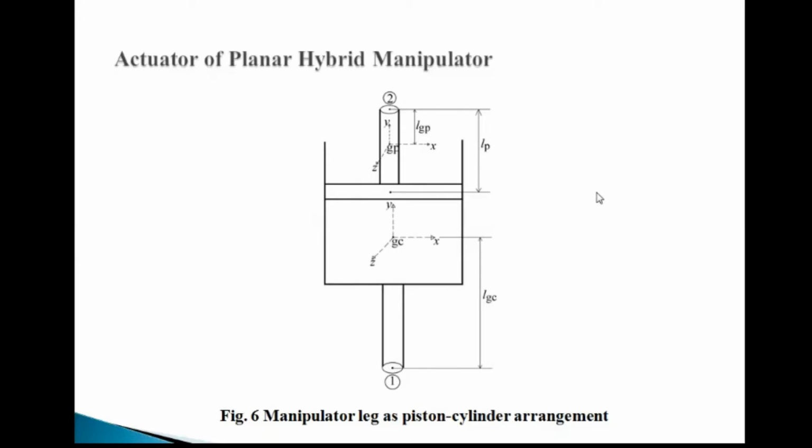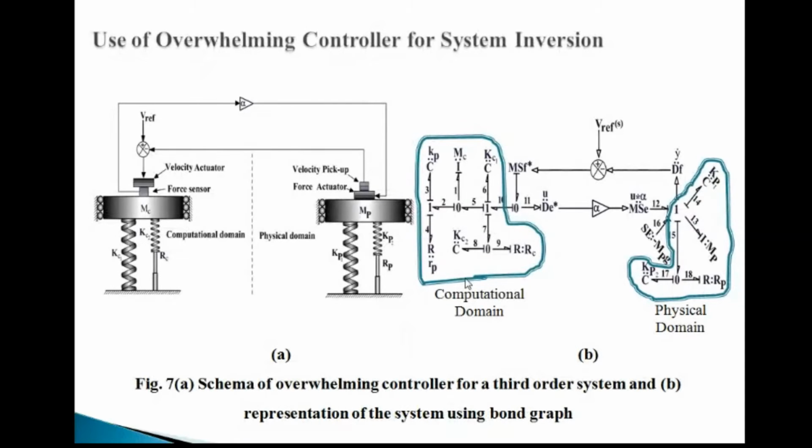Now this is just a simple actuator model, taken as a piston cylinder arrangement, where N1 is connected to the base end and N2 is connected to the platform end. Now this is the strategy I have used to make the inverse dynamics model.